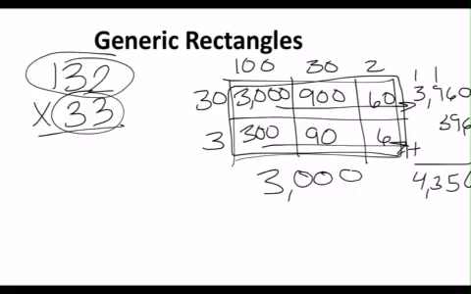4,356. So, to recap, generic rectangles are another way to multiply based off of using area. It is different than the standard algorithm, which is what many of our caregivers are used to doing. It will help you with mental math, it will help you with being able to understand multiplication better, and it will help you in future grades.